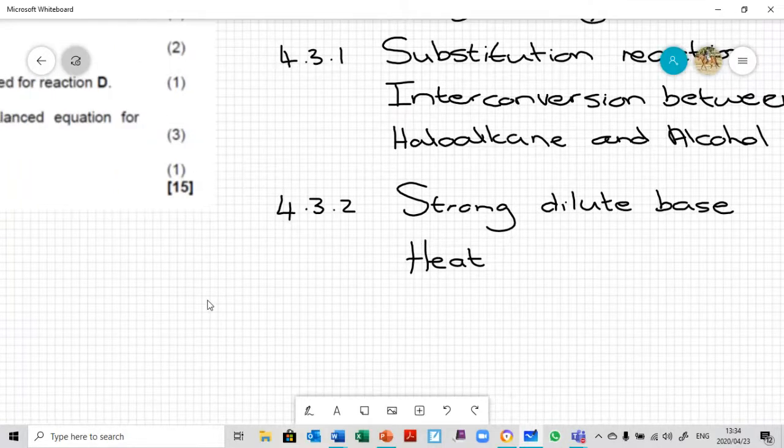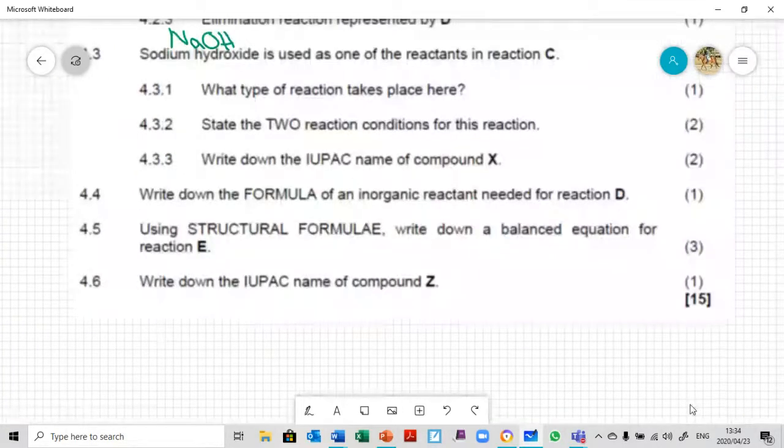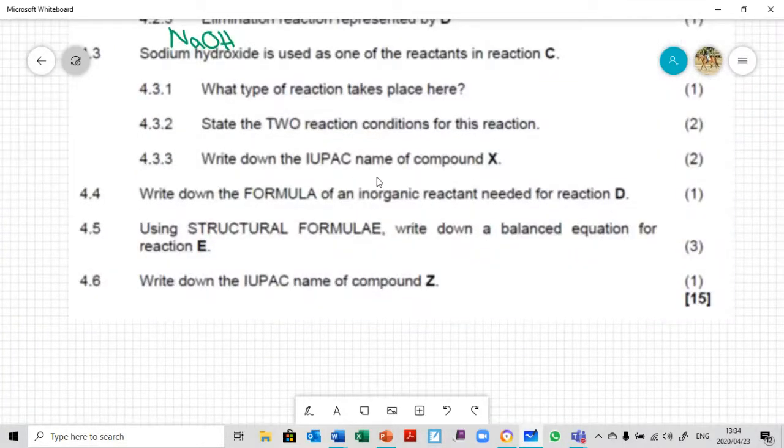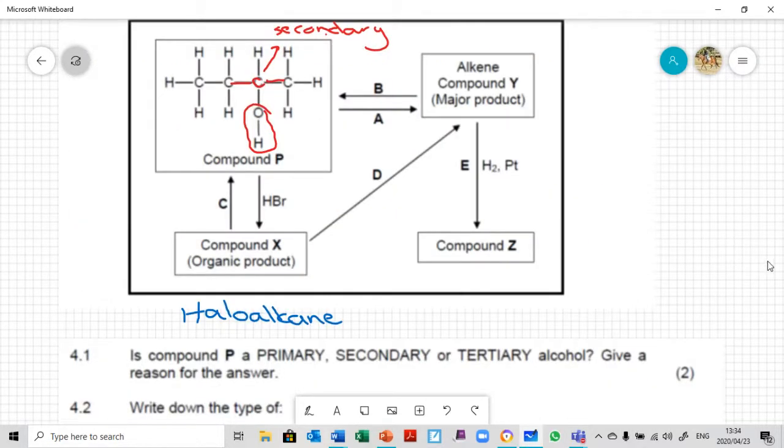Okay, right. Write down the IUPAC name of compound X. Okay, to do this, I'm going to zoom out and I'm going to write it over here, okay? Because we just need to keep half an eye on what we start with, okay? I will zoom back in again, I promise.